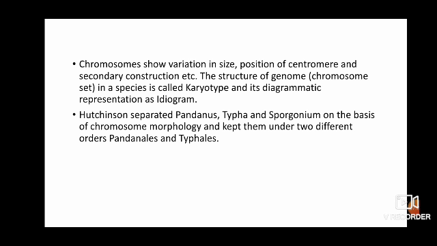Hutchinson separated Pandanus and Typha and Sparganium on the basis of chromosome morphology and kept them under 2 different orders, Pandanales and Typhales.